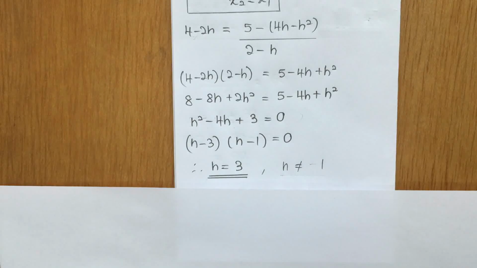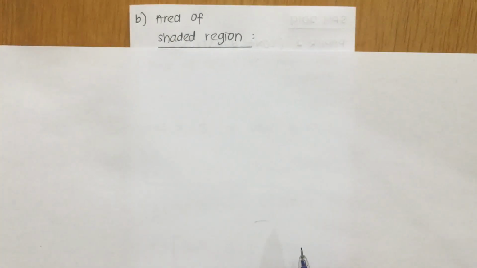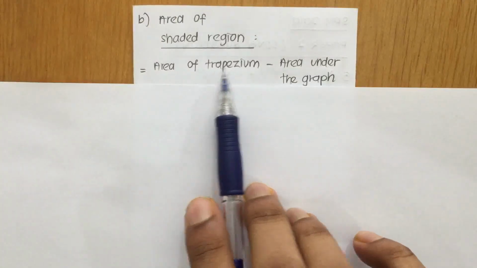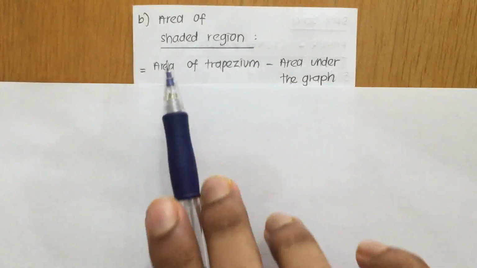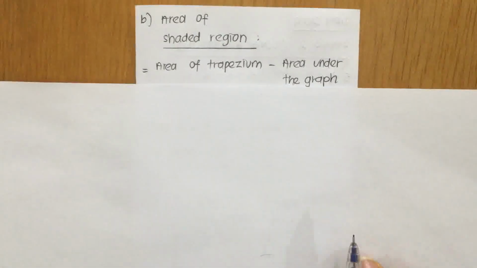Let me proceed to question part B, where the question asks you to calculate the area of the shaded region. Let me start to discuss now. To find the area of the shaded region, we're going to use the area of the trapezium and then subtract the area under the graph. So that's how you're going to find the area of the shaded region, guys. So how are we going to find the area of the trapezium? Let me show you now.